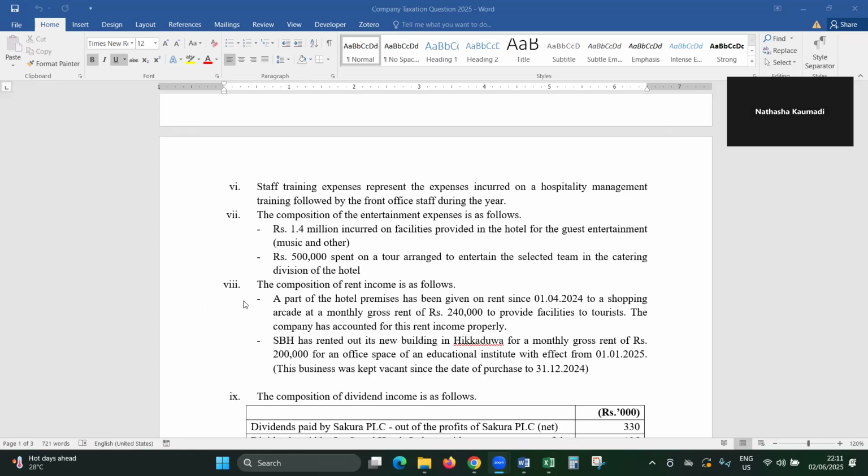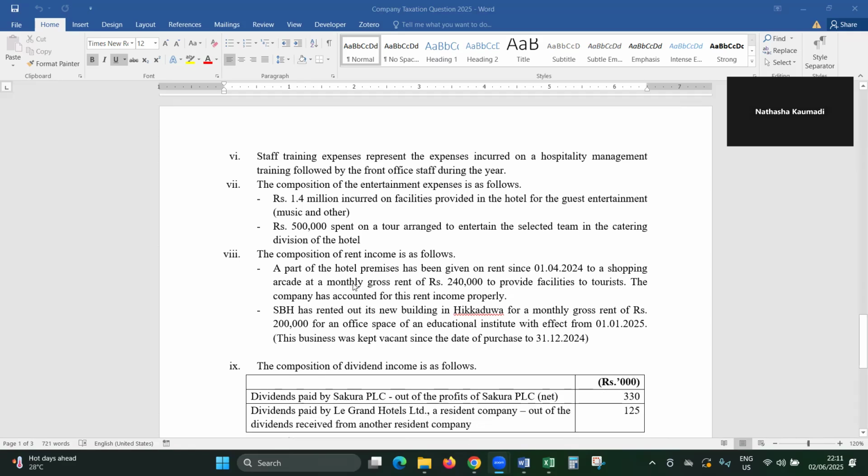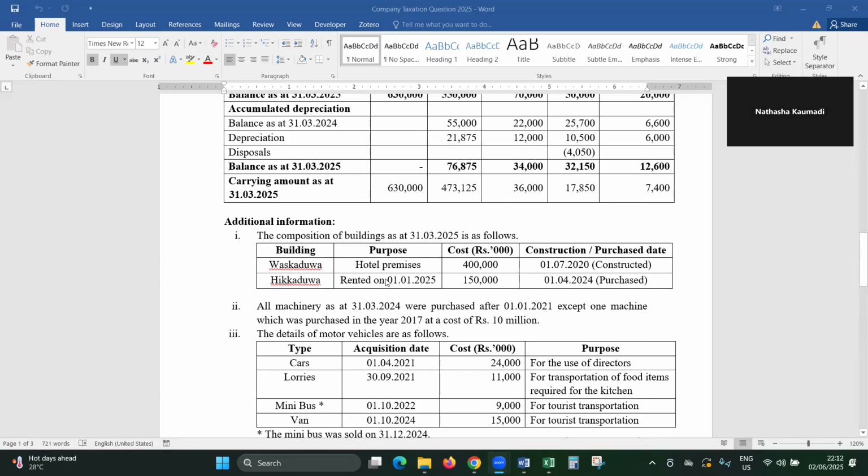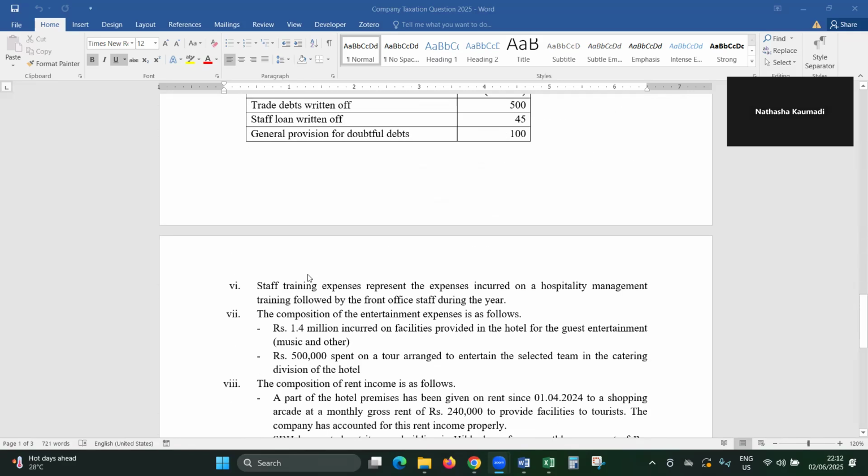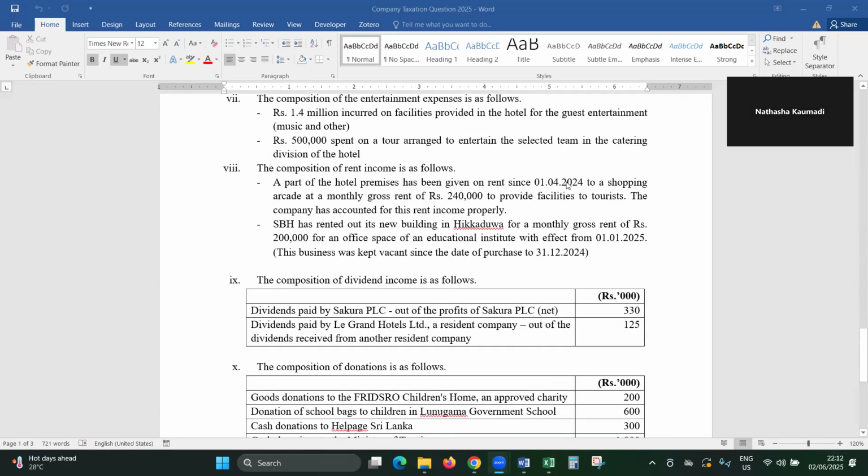And then point number 8, the composition of rent income is as follows. It says, a part of the hotel premises has been given on rent since 1st April 2024 to a shopping arcade at a monthly gross rent of 200,000 rupees to provide facilities to tourists. Now, this is very important. Part of the hotel premises means which building? Waskadua building or Hikkadua building? Waskadua building.